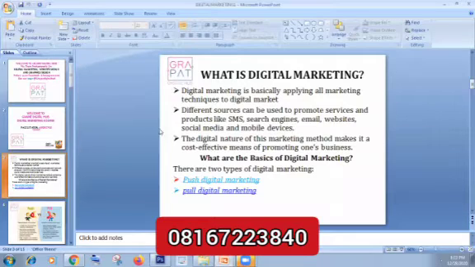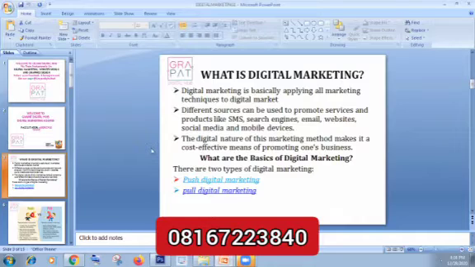Okay, so I said different sources can be used to promote services and products like SMS, search engines, emails, websites, social media and mobile devices. What do we mean by this? We know we have SMS, which we call text messages. We have search engines, maybe like Google search, and other search engines. We have email, we have websites, we have social media. So when you use all these sources to promote your business or your services, what you are doing is digital marketing.